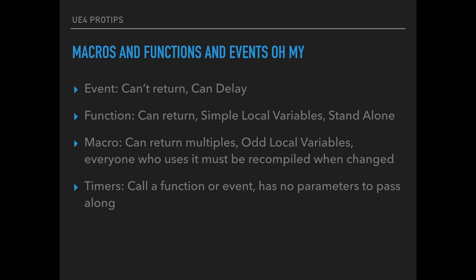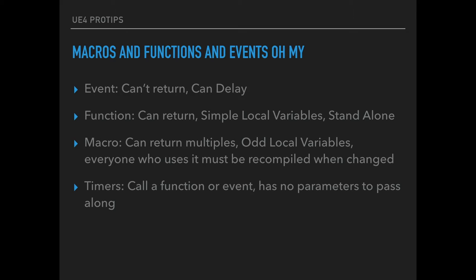It has simple local variables, meaning that you just add variables like you would to any blueprint, and those local variables exist in the scope of that function, and they're there for that function to use. And they're standalone, meaning if you create a function library, which there's a type in the editor called blueprint function library, and you make a function, and somebody uses that function, and then you later go back and edit that function, as long as you recompile your blueprint function library, everyone's using your new function right then and there. So that's what I mean by standalone. They're their own thing that gets called.